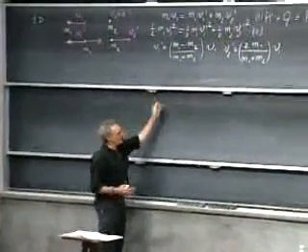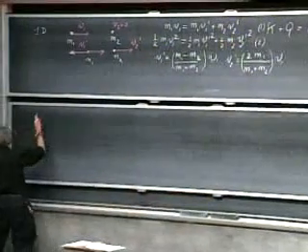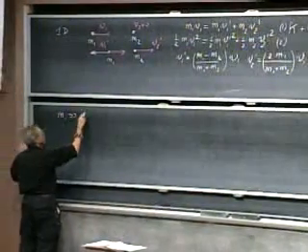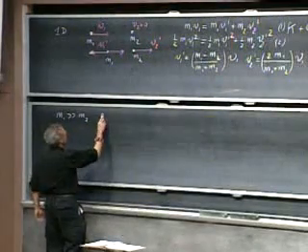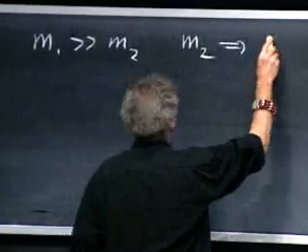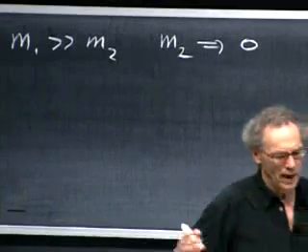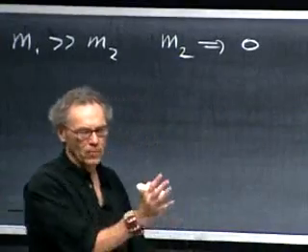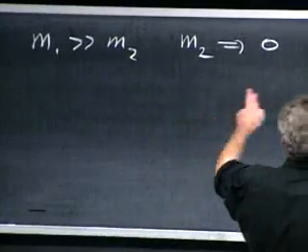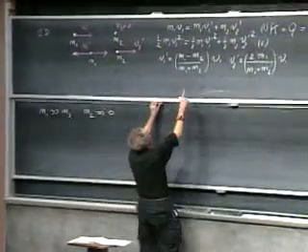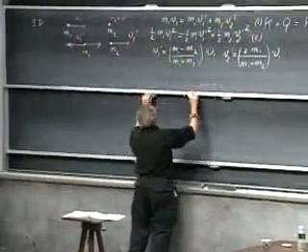Let's first take the case that M1 is much, much larger than M2. Another way of thinking about that is to let M2 go to 0, the extreme, limiting case. So it's like having a bowling ball that you collide with a ping pong ball. If you look at that equation, when M2 goes to 0, this is 0, this is 0, notice that V1 prime equals V1.